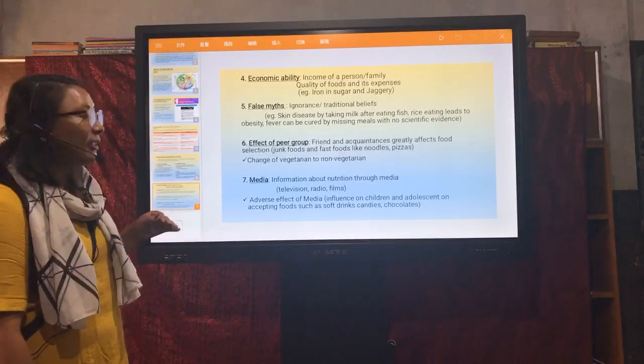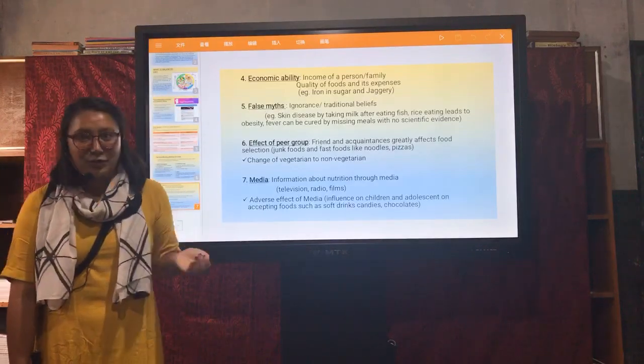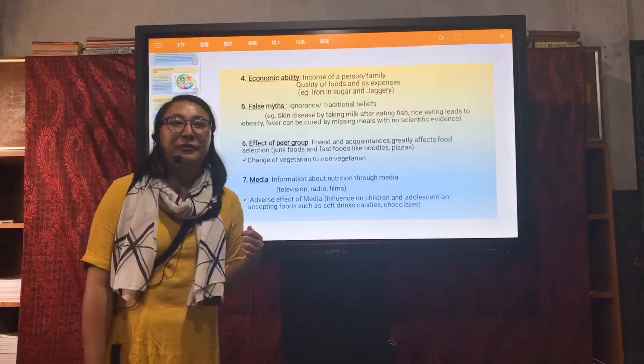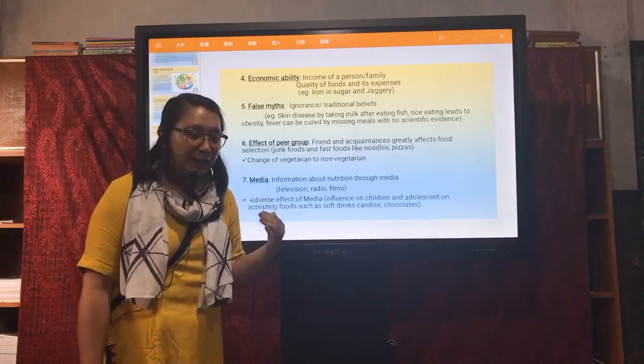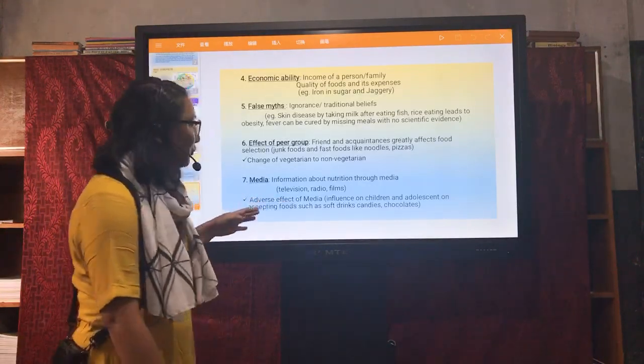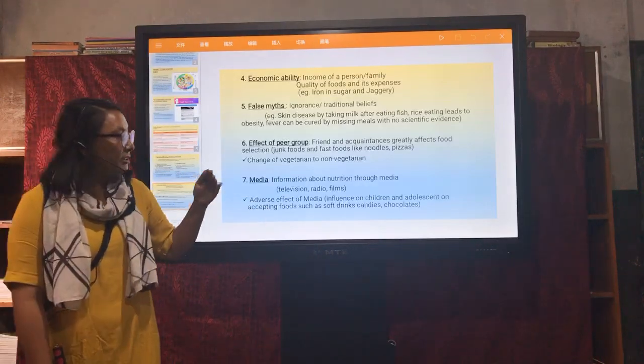Another point is change of vegetarian to non-vegetarian. I'm not sure about you guys, but I have seen my friends who were vegetarian, but after I introduced them to a few pieces of non-vegetarian food, they changed their food habit. So food habit plays a very important role.